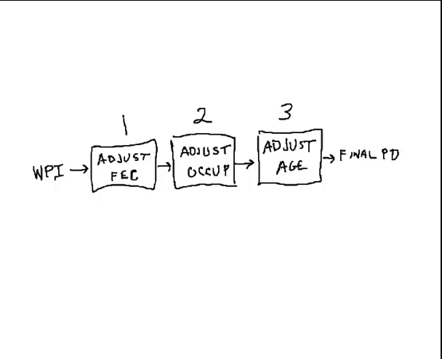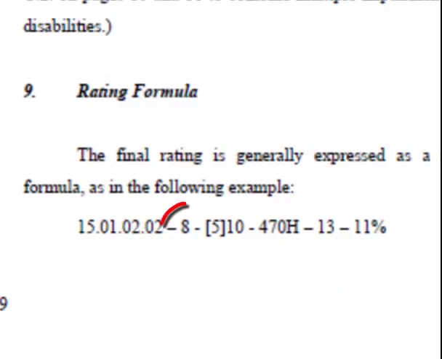As was said in the earlier videos, there are 3 adjustment processes in doing a rating. In each of the adjustment steps, the adjusted value from the previous step is used as the starting value for the next step. Each step builds upon the last step. The rating formula reflects this.